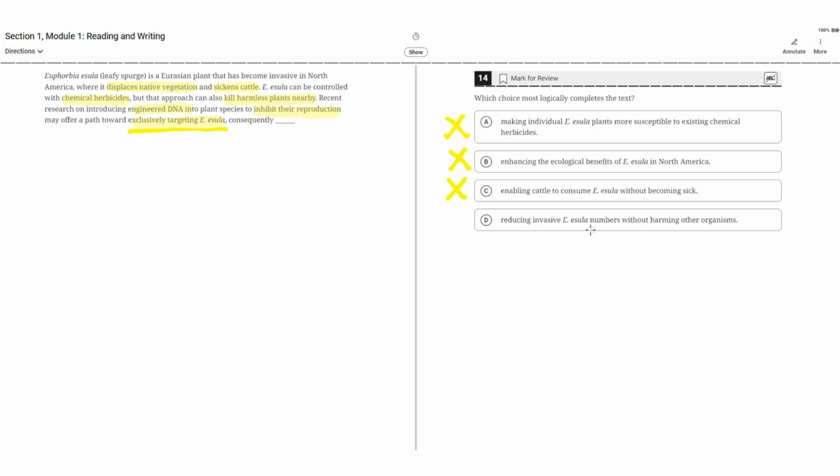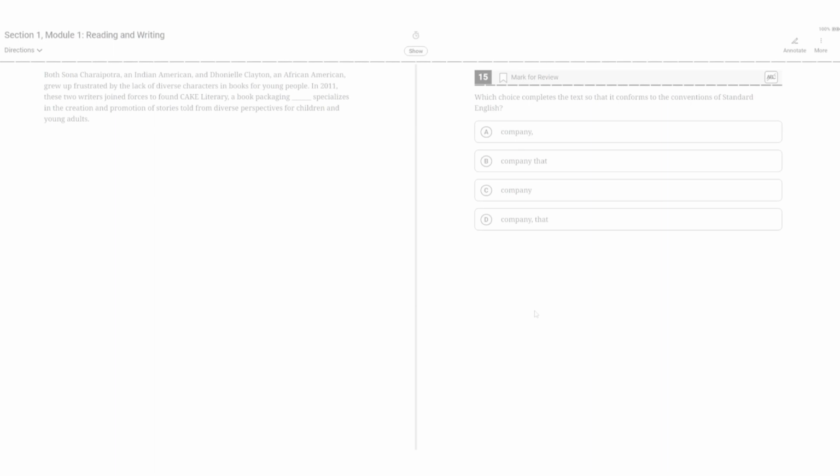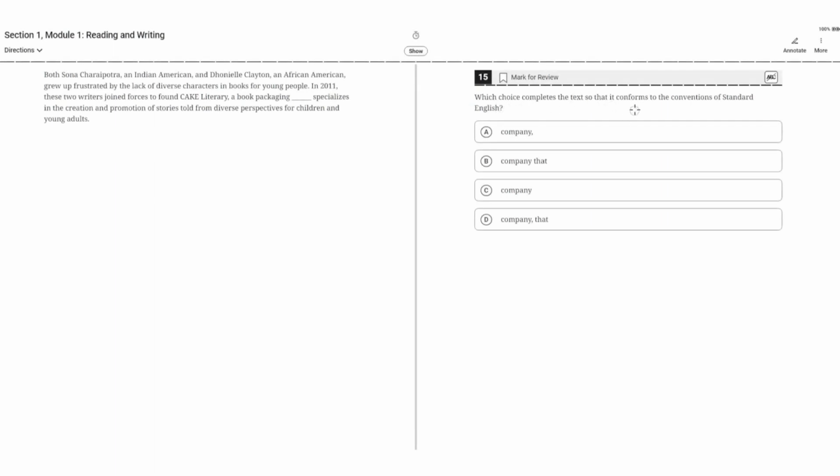D. Reducing invasive E. esula numbers without harming other organisms. This is correct because the chemical herbicides would control the E. esula population, but would also kill plants nearby. But the engineered DNA would inhibit the reproduction of E. esula, which would exclusively target E. esula, meaning that it would limit the population of E. esula without harming other plants. So D is correct. Which choice completes the text so that it conforms to the conventions of standard English?